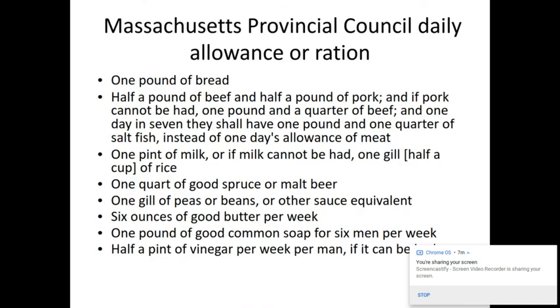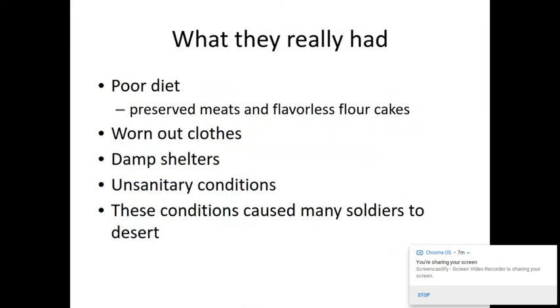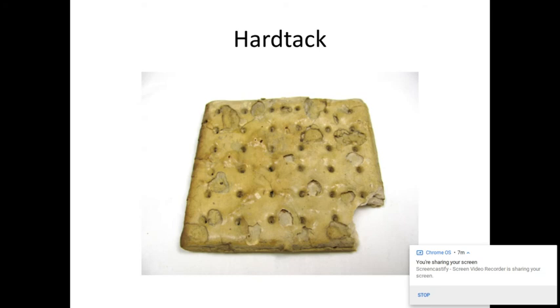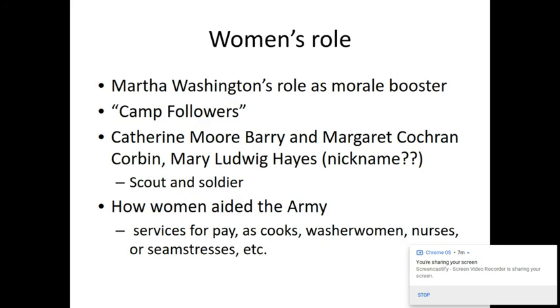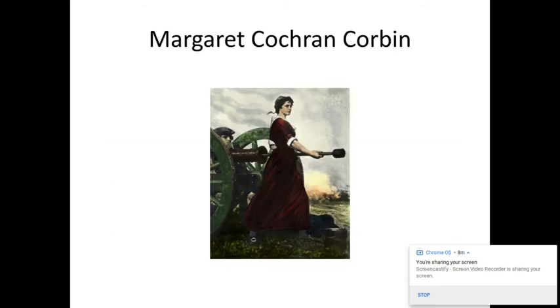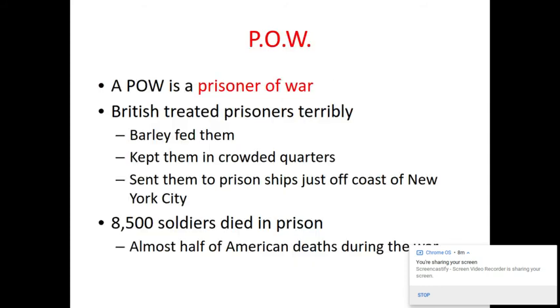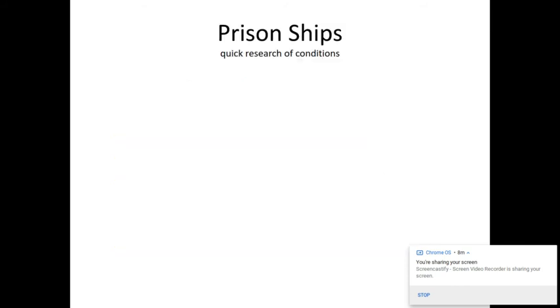That's how much they would get in regards to food. Hardtack was like a dried dog biscuit. Molly Pitcher was somebody that we talked about in the study guide yesterday. Prisoners of war, both treated very, very badly. The British were brutal when it came to American Revolution POWs.